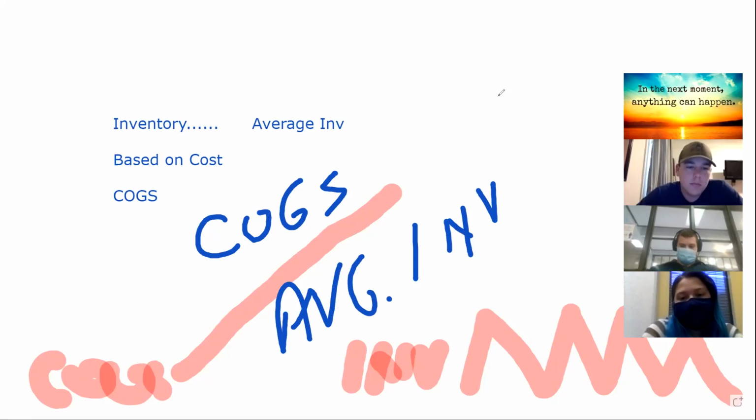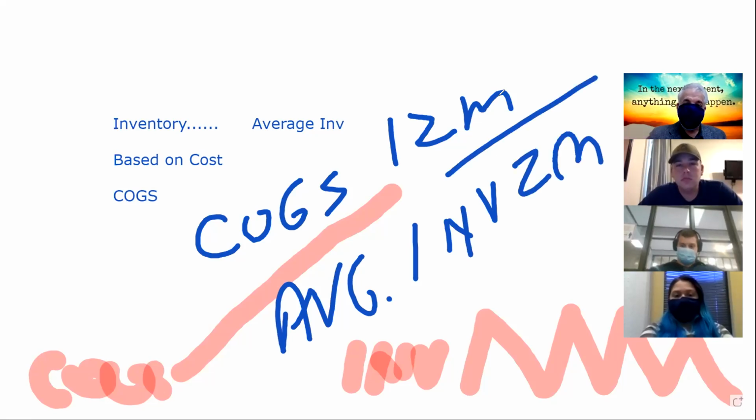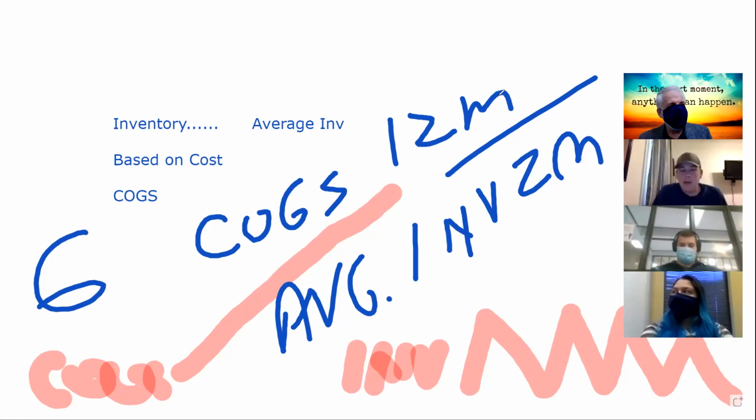As you recall, whenever we mix a ratio that has an income statement item and a balance sheet item, we've got to take the average. So by taking that average, we're taking the average throughout the year. So we have our cost of goods sold, keeps going up, bigger number. If I had, let's say, $12 million in my cost of goods sold and $2 million in my average inventory, I get 6 turns a year. What does that mean? Well, on average, over the year, I sell 100% of my inventory 6 times.